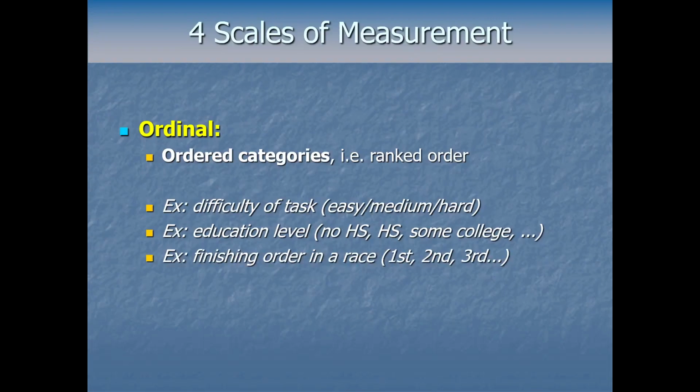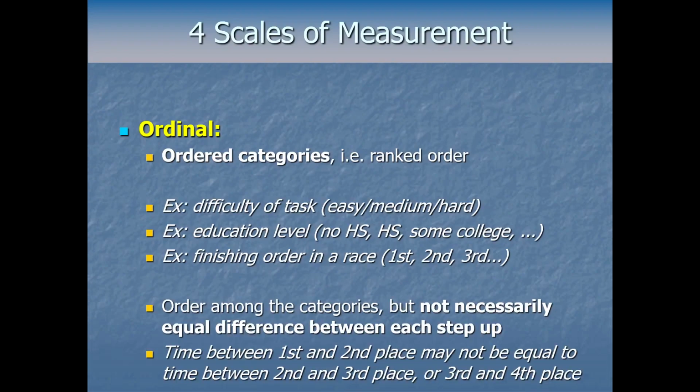If someone's classified their value as first place, someone else their value is 7th place, someone else their value is 3rd place, right? There's an inherent ordering to those values. Now, an important note here is that, yes, there's inherently an order among the categories, but that doesn't necessarily mean an equal difference between each step up.